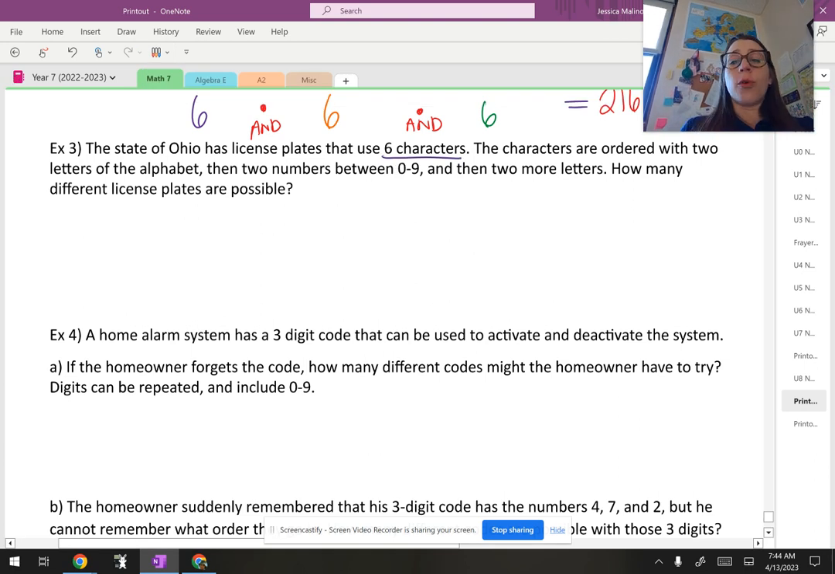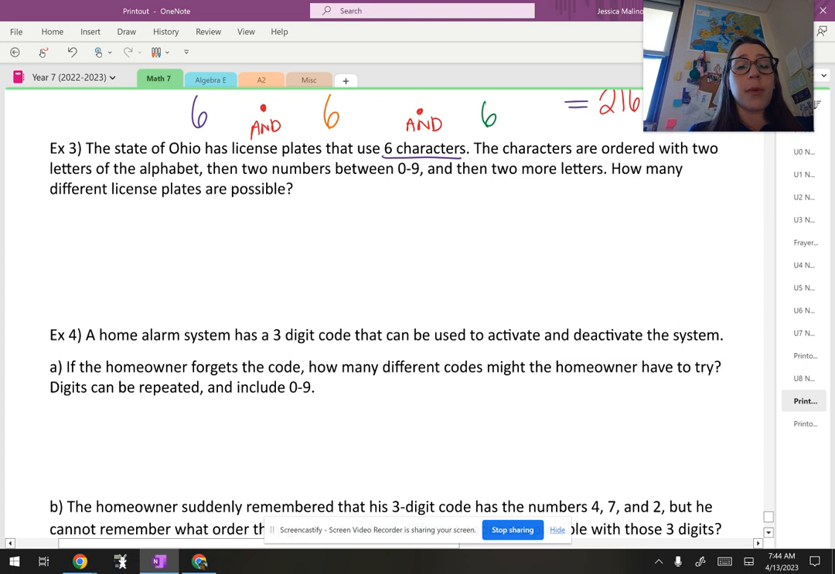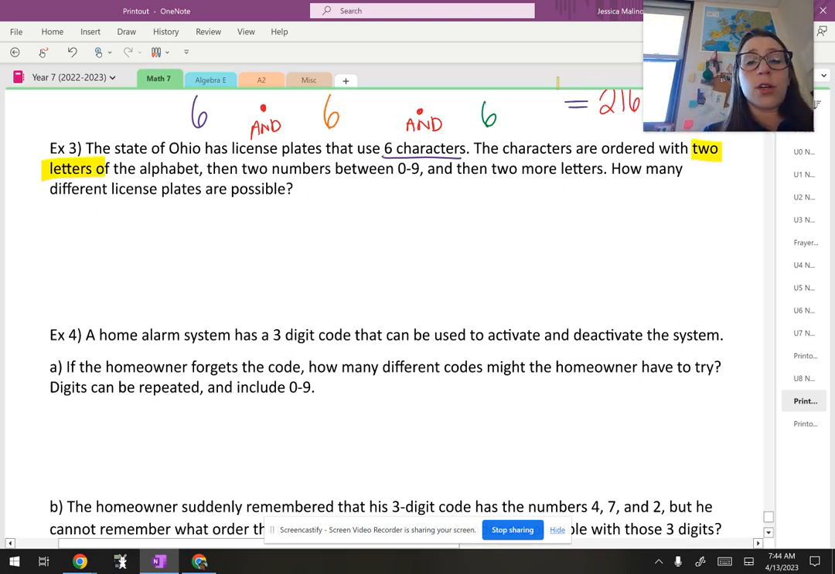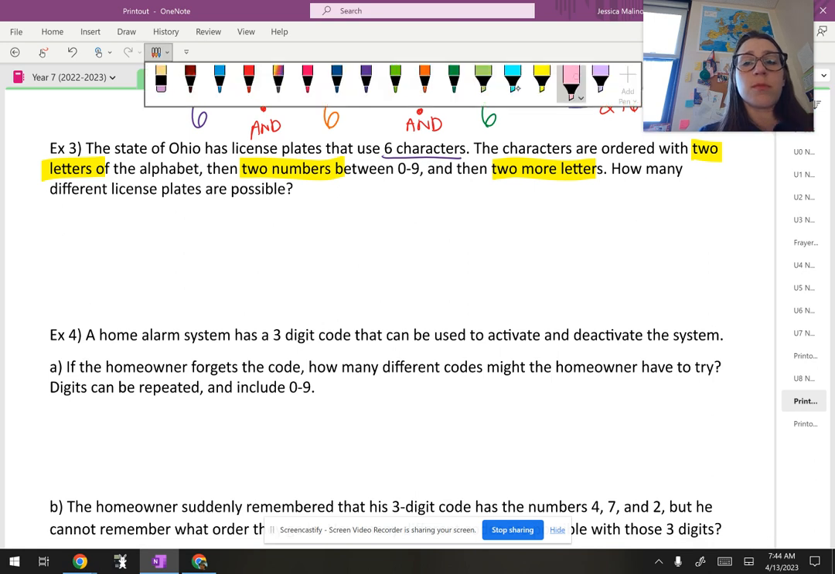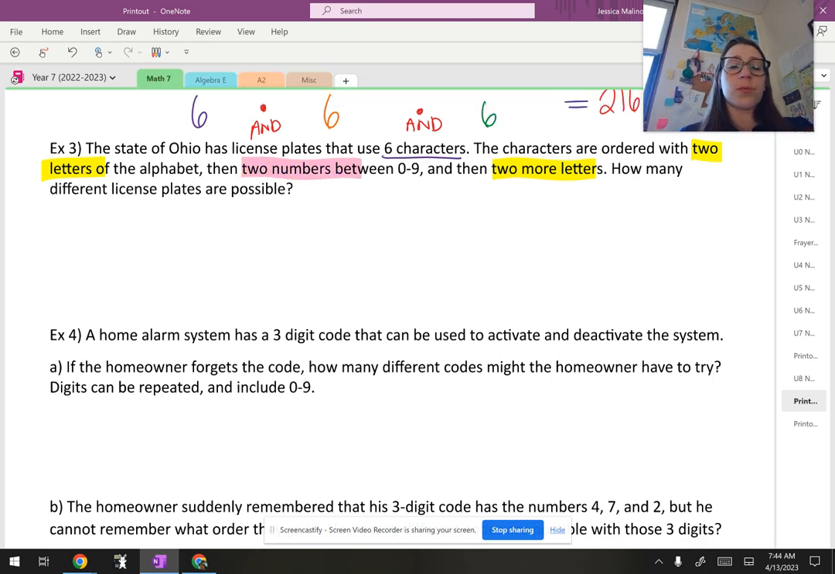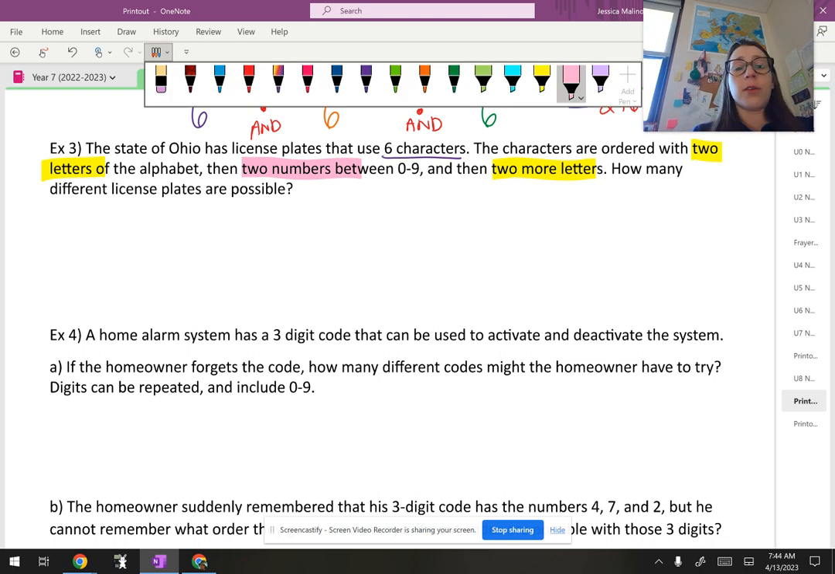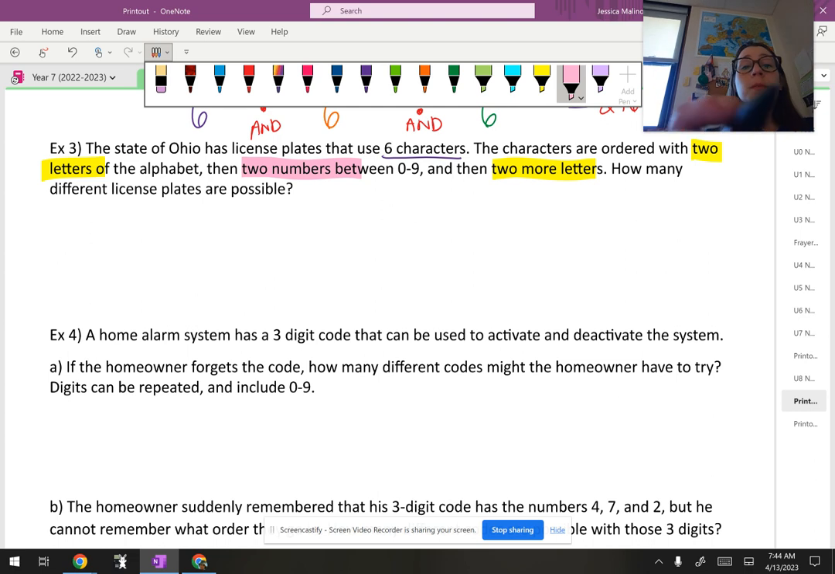These characters are ordered with 2 letters of the alphabet, then 2 numbers between 0 and 9, and then 2 more letters. So I just like to color code 2 numbers. Pink. 2 numbers. Okay, so how many different license plates are possible? Which we know has to be a ridiculous amount, because if you're talking about the number of people in Ohio and how many different license plates need to be able to be generated, that's a whole bunch of people.